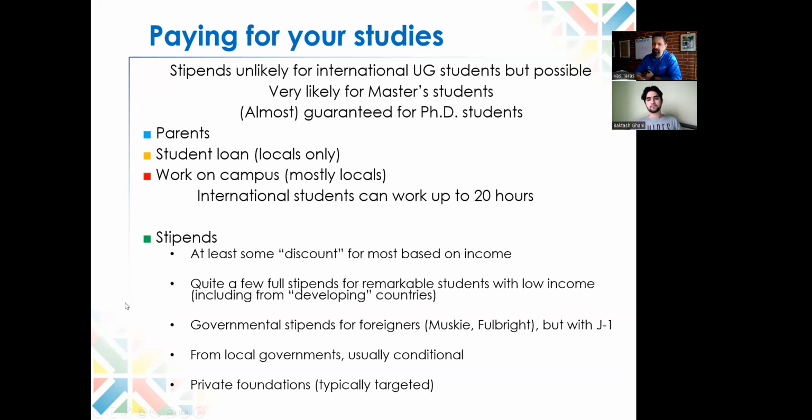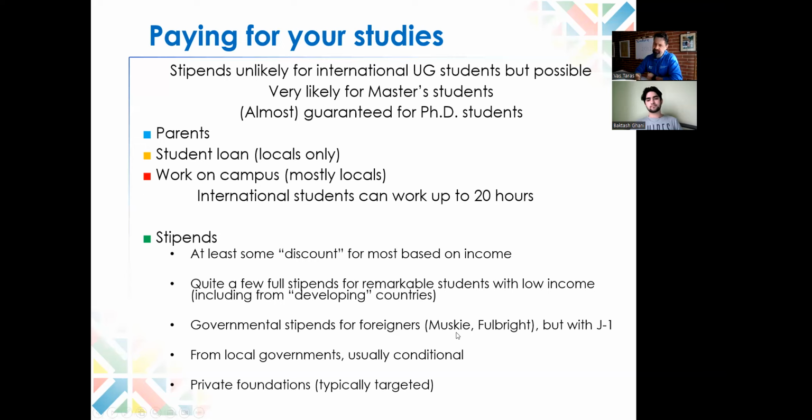And then there are also governmental stipends, like, for example, Fulbright and Muskie. When I did my master's in Texas, I had an Edmund Muskie full stipend. Fulbright and Muskie are very similar. I had 2 years fully covered. They paid for all my education, and they even paid for my books and my travel. So it covered every single penny related to education. You can get those as well.